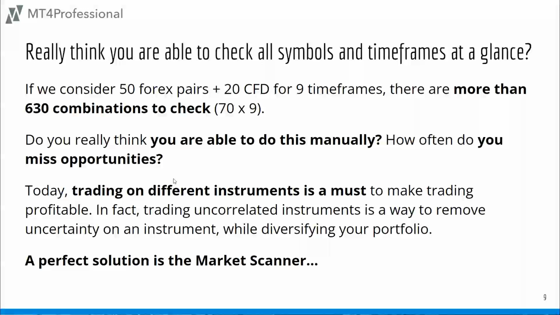You'll just happen upon something that looks really good, unless you have a basket of trades that you're always looking for, and then you're always going to be missing something that's moving. Trading with different instruments is important, because trading uncorrelated instruments is a great way to remove uncertainty and to diversify your portfolio. And a scanner is ideally suited to not only help you not miss a trade, but to scan for and give you the perfect trade that you'd actually be looking for. So the scanner is a perfect tool for that.